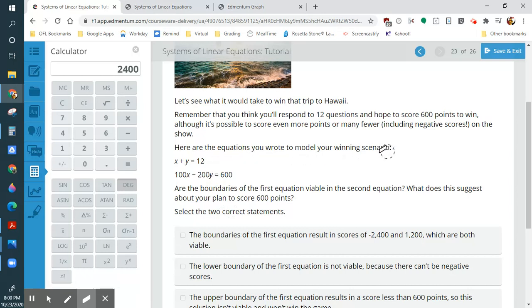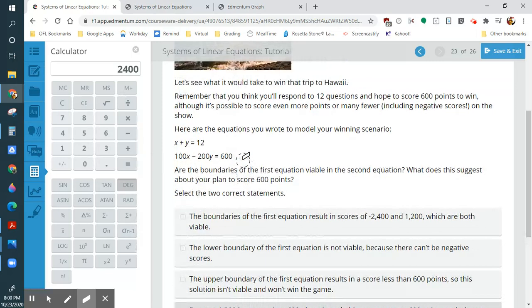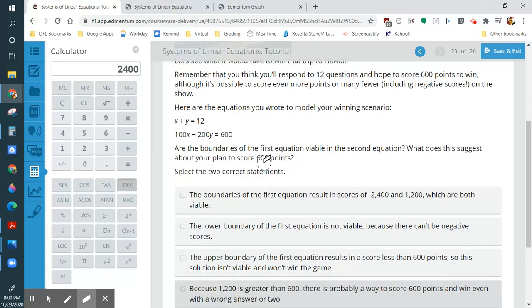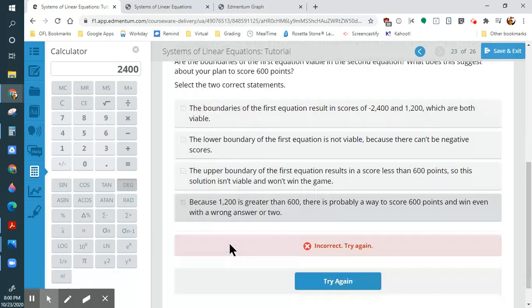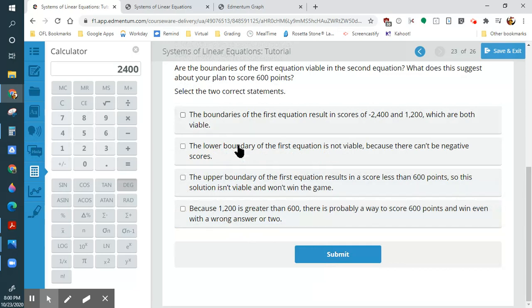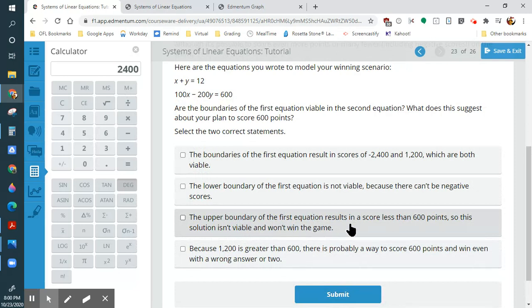Here are the equations you wrote for the model. Are the boundaries of the first equation viable in the second equation? Oh, I see. They're saying that if this boundary is possible, so it is possible because our boundary is 12 right answers. So because 600 is greater than that, let me try this again. Our boundary is 12 correct questions. So the upper boundary, the lower boundary of this, which are both viable. Both of them aren't viable though, Edmentum. What are you talking about?